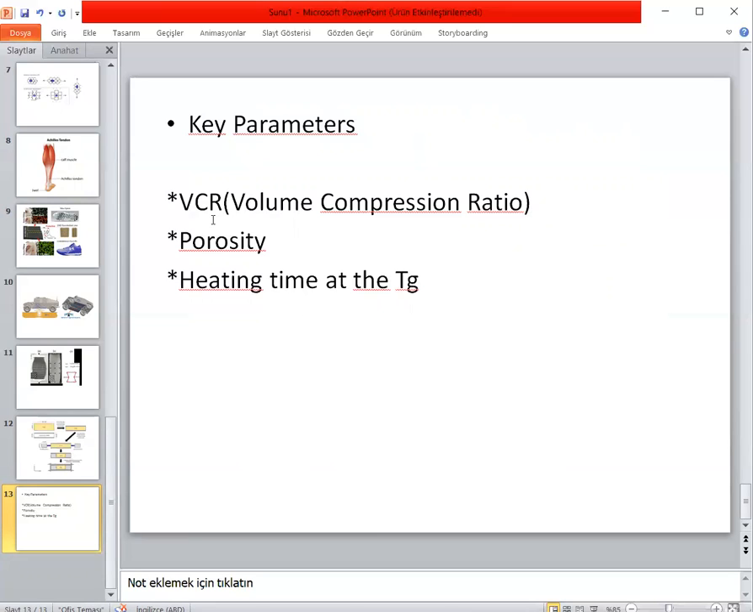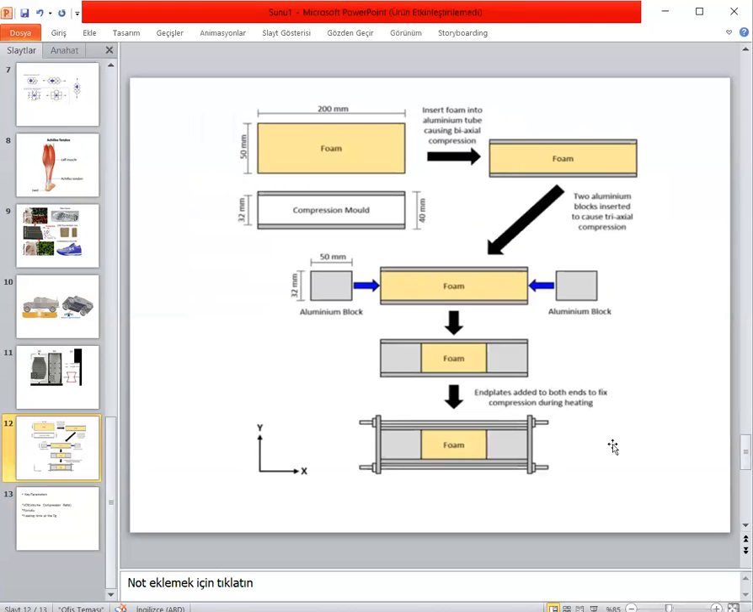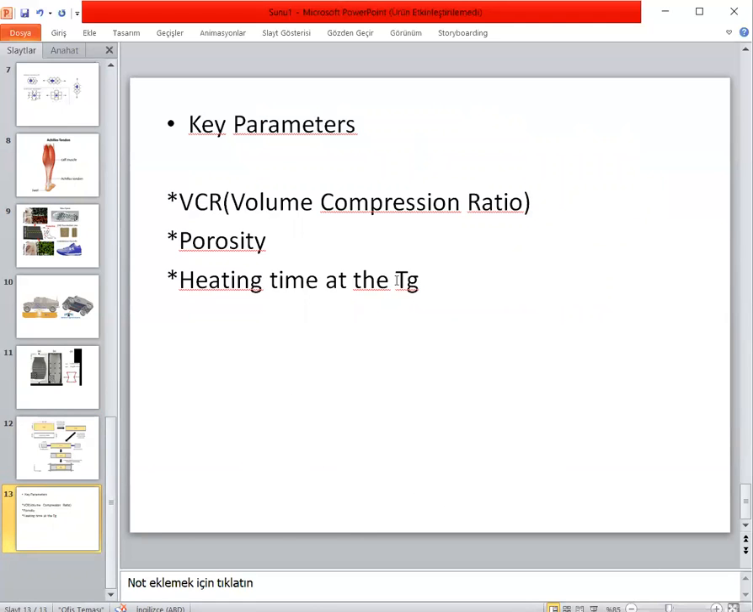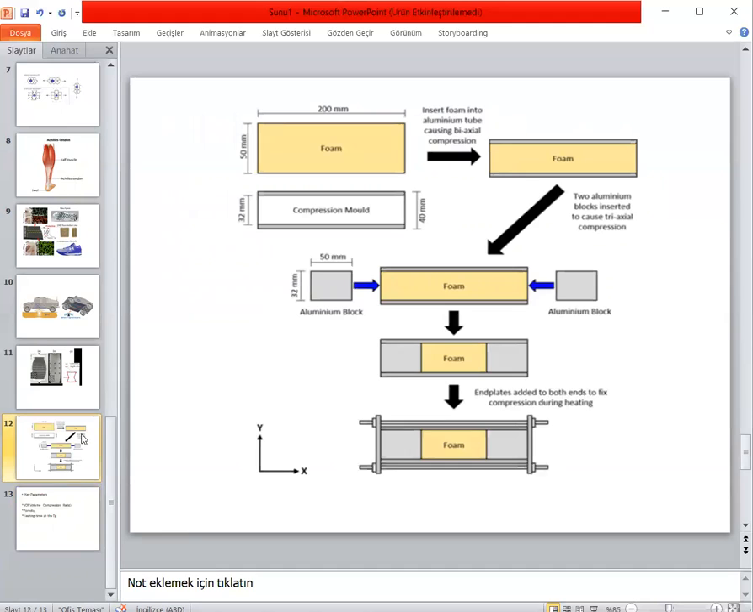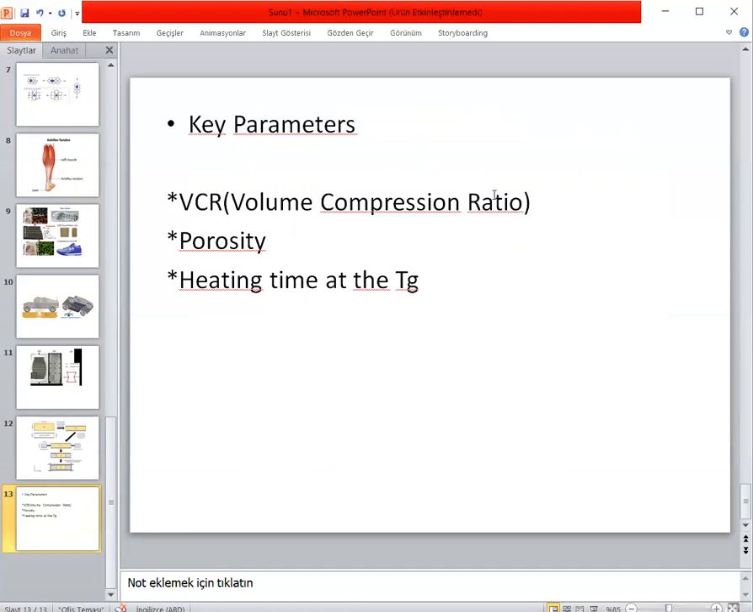Heating time at the Tg: Tg is the glass transition temperature. At the end of this process, we are heating our system at the Tg, the glass transition temperature. The duration of that time makes our material have a more negative Poisson's ratio. I mean, it's a little bit complicated. I'm sorry for that. These three parameters have a parallel relationship with negative Poisson's ratio.